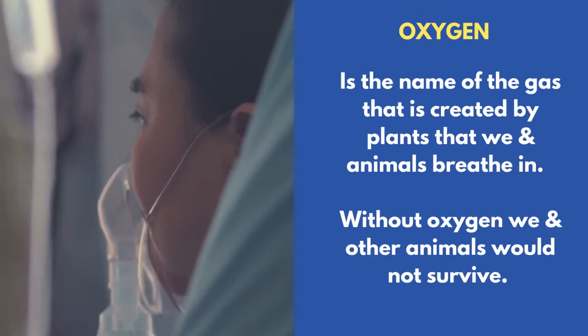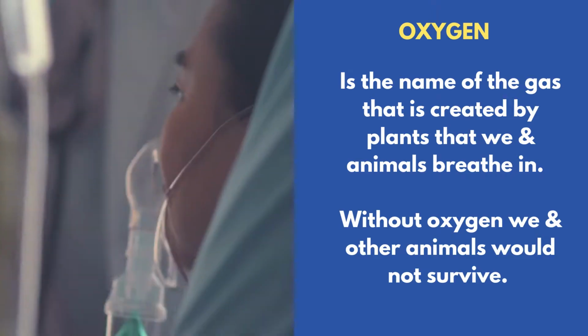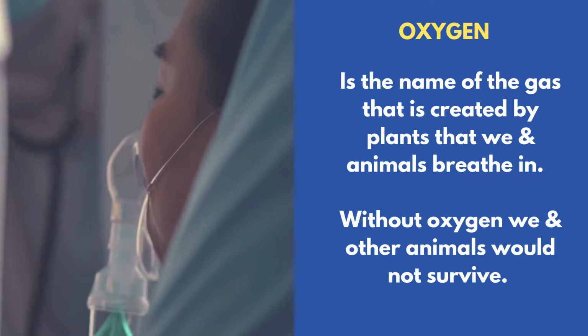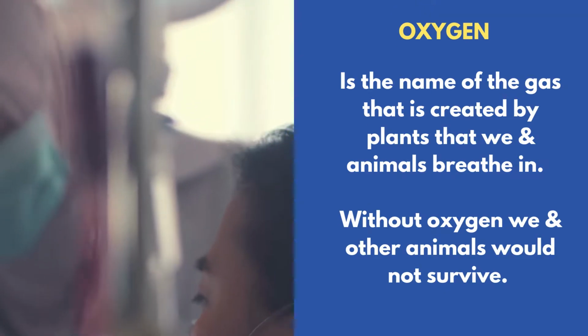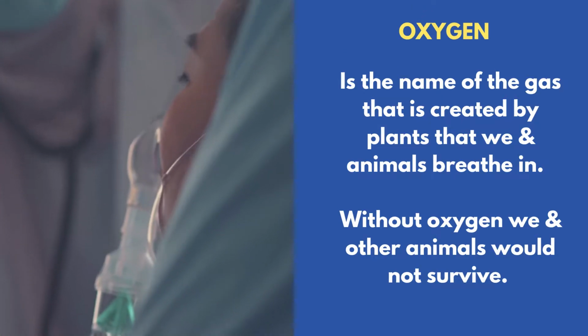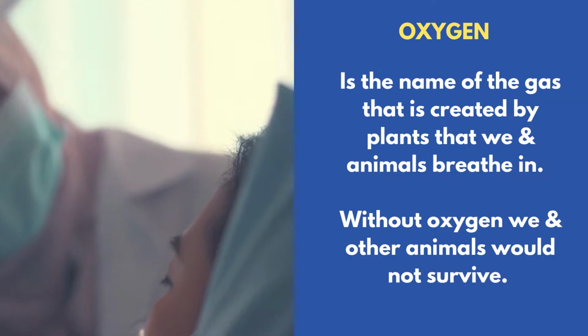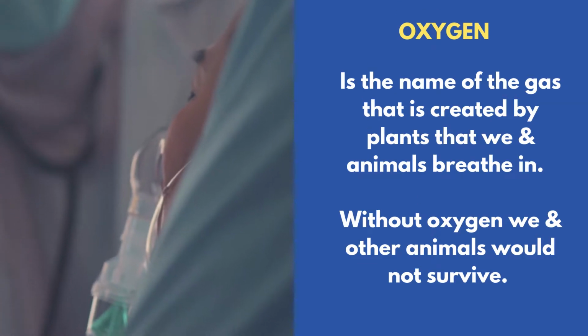Oxygen is the name of the gas that is created by plants and that we and animals breathe in. Without oxygen, we and other animals would not survive. Oxygen actually makes up about 21% of the air that we breathe. If someone is struggling to breathe, we give them pure oxygen from a tank.